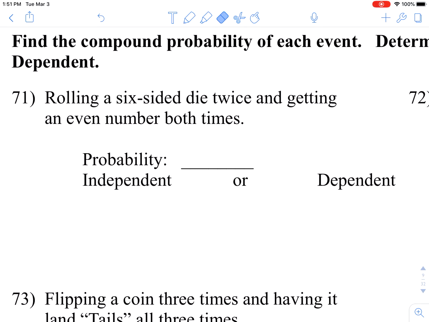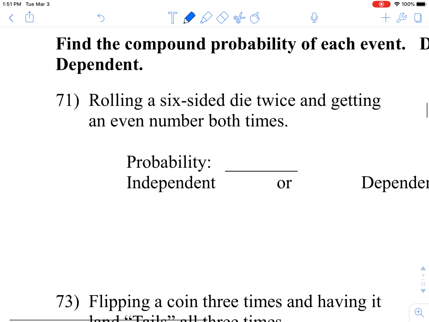6-sided die twice and getting an even number both times. So first of all, we can get an even number 3 times out of 6 rolls, because we could get 2, 4, or 6, and there's 6 sides to the die. If we do that twice, it's still 3 out of 6. And so when we look at finding the probability of an event, we're going to multiply them together. And so 3 times 3 is 9, and 6 times 6 is 36.